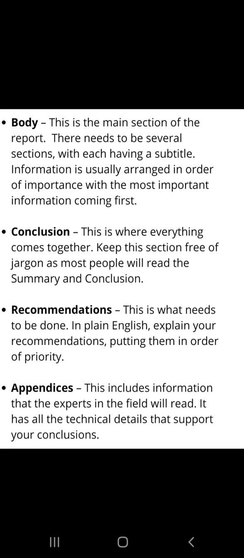Then comes the recommendations. This is what needs to be done. In plain English, explain your recommendations, putting them in order of priority. So whatever recommendations you want to give after writing the report, you can write them. Then comes the appendices. Appendices means some persons might be interested in contacting the organizers, the school authorities, where the function has been held. So in the appendix you can give their name, phone number and address.